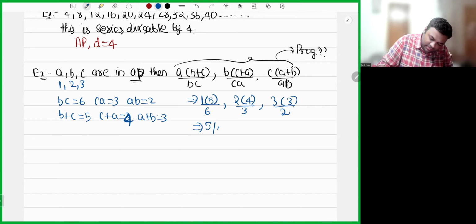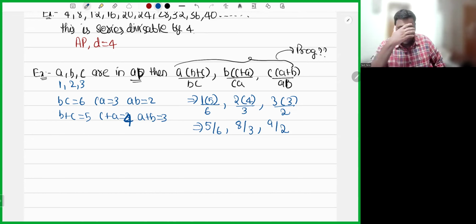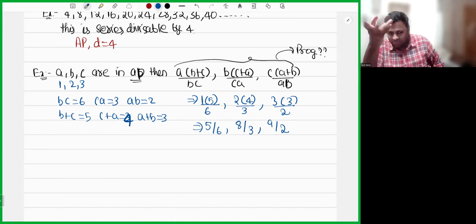5 by 6, 8 by 3, 9 by 2. Which progression are these? AP or GP? How can you tell which progression they are? You are telling 5 by 6, 8 by 3, and 9 by 2. If they are not in AP and GP, they will be in HP only. The answer won't be none. Remember this. What do you think? Which progression are these?